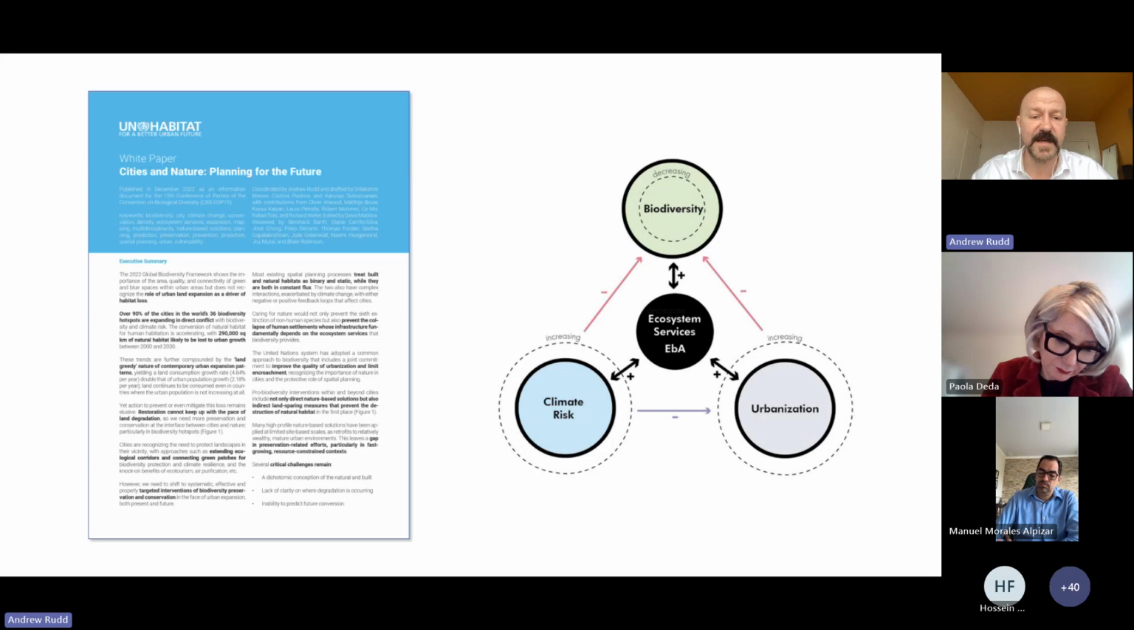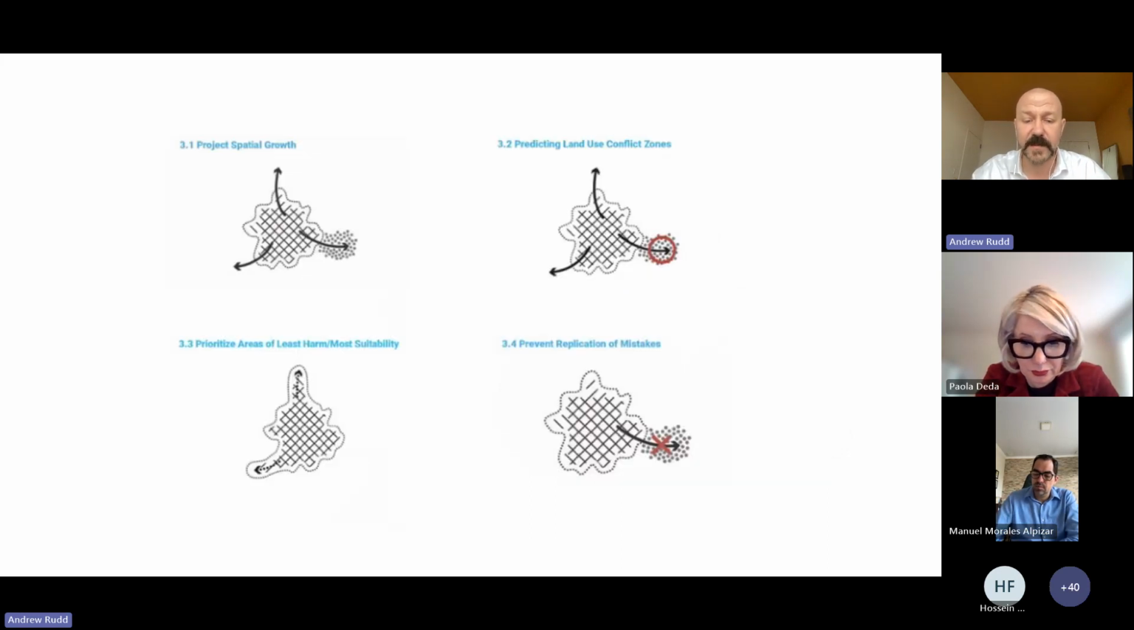At the same time, Habitat put out a white paper, which really was trying to address that specific gap around not enough guidance or good examples for cities both to preserve green space inside, but to guide what's happening at the continuously evolving edge. And what we said is that cities have got to know more about how to project where they're growing, to predict where land use conflict might happen, to prioritize where to grow with least harm, and ultimately prevent replication of mistakes.